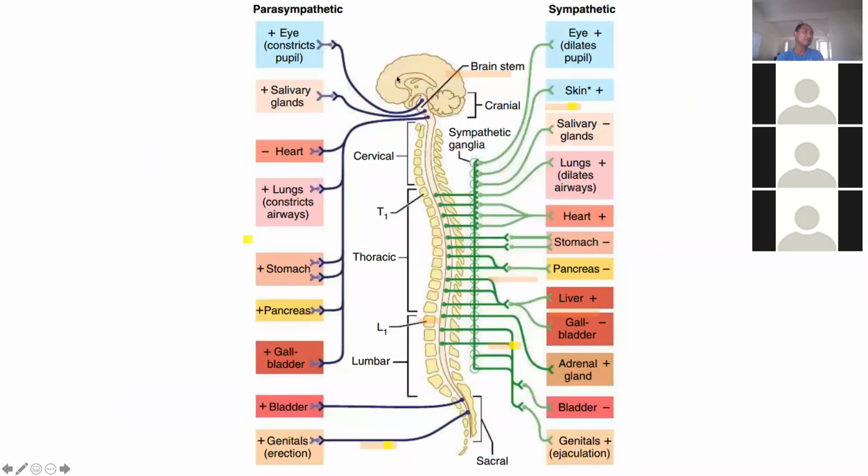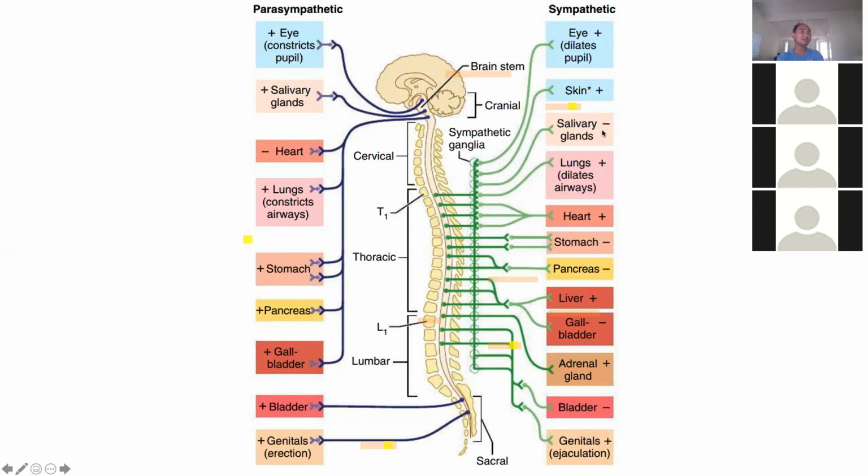So for this sympathetic and parasympathetic division, I want you to take 2-3 minutes to have a look at this diagram. They are completely opposite, the sympathetic and parasympathetic. So sympathetic dilates the pupil. Parasympathetic will constrict the pupil.